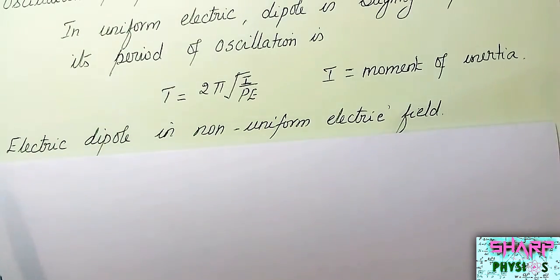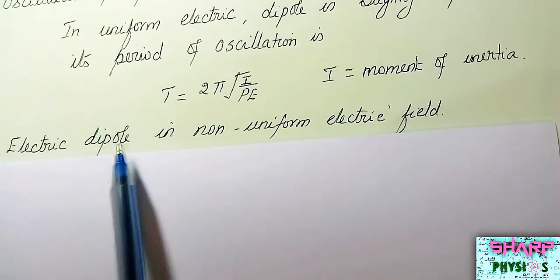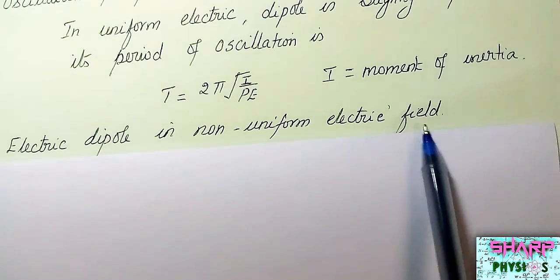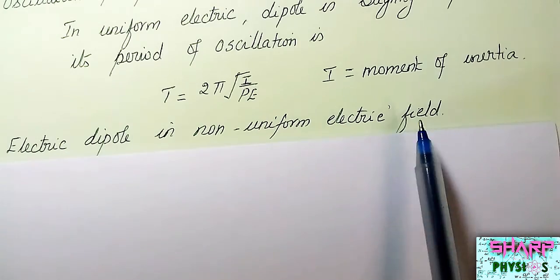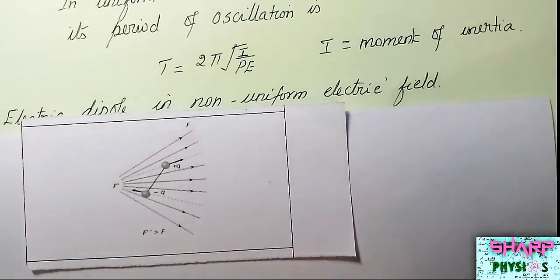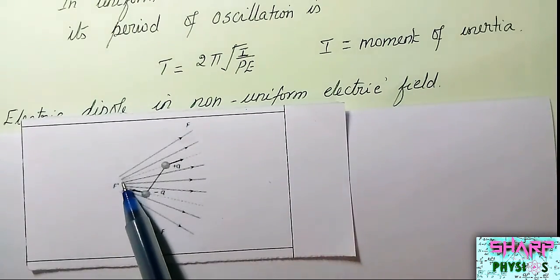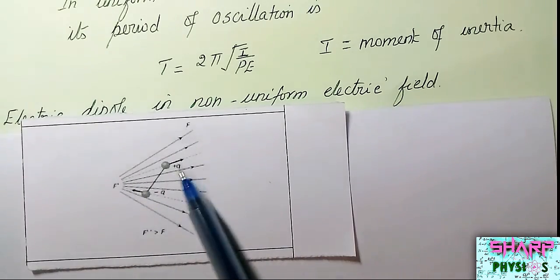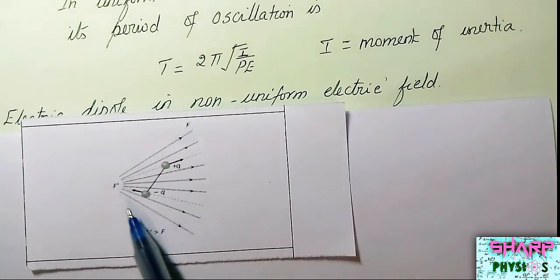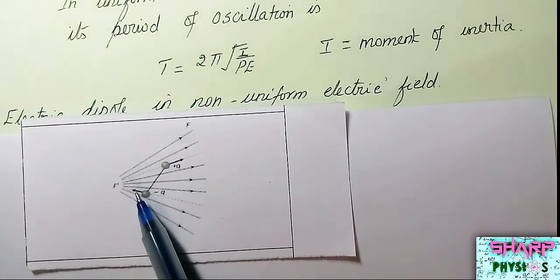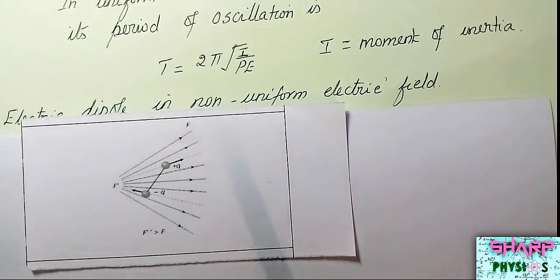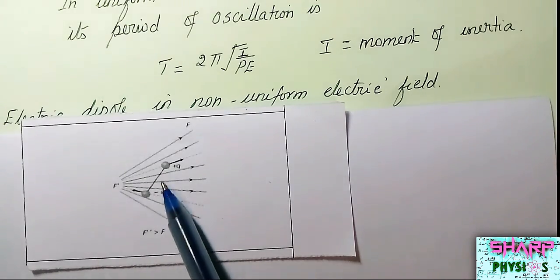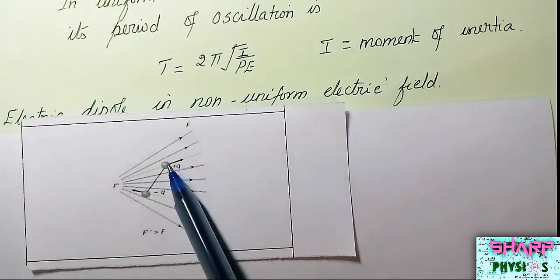So till now you have been seeing an electric dipole in a uniform electric field. Now the electric dipole is being placed in a non-uniform electric field. When it's placed in a non-uniform electric field, you can see the force moving in different directions from the same point. So it is a combination of translatory as well as rotational motion. The dipole is being shifted at different angles.